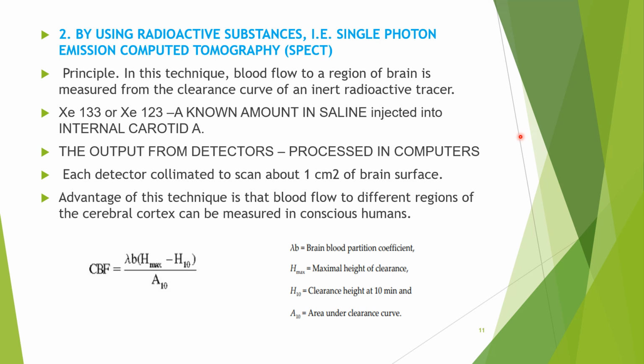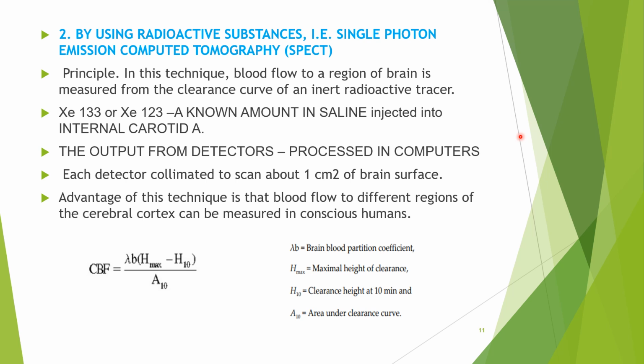Then the output will be given from the detectors. The output from the detectors is processed in the computers and displayed on a colored television screen. The color is proportional to the amount of blood flow. And the resolution can also be improved by computerized tomographic reconstruction, that is, by the CT technique.